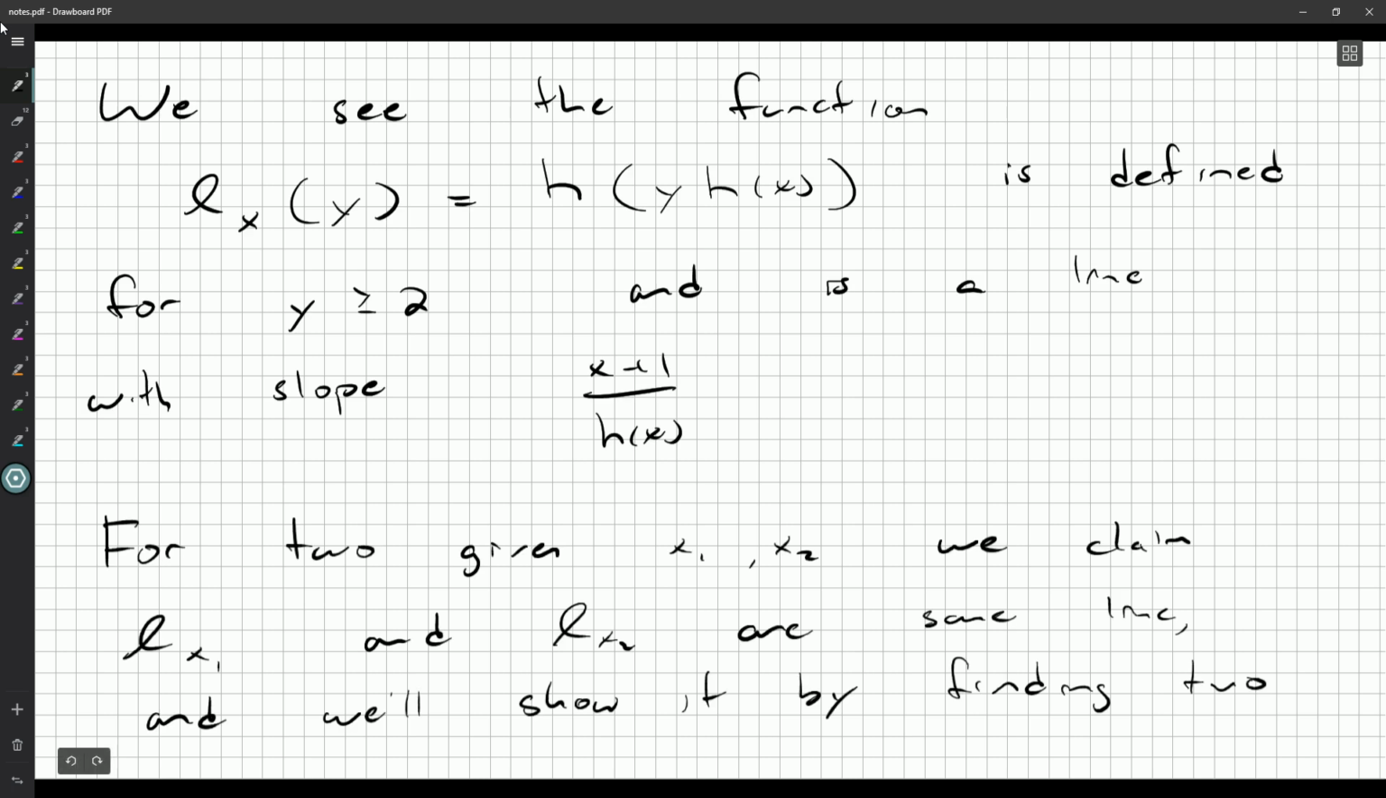No, that's not going to work either. Because of that stupid h of x thing here. So I'm still not defining my line properly. Maybe this isn't the right approach. Maybe I can't do this with a line.